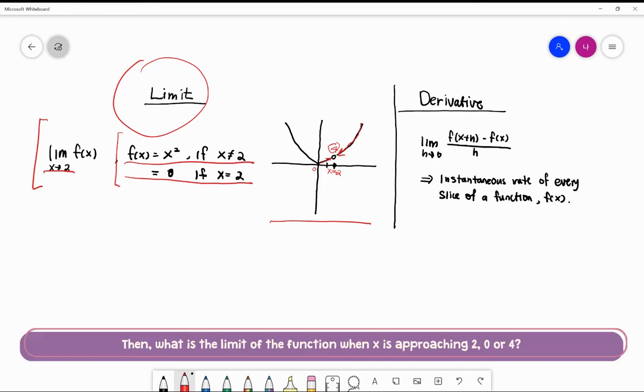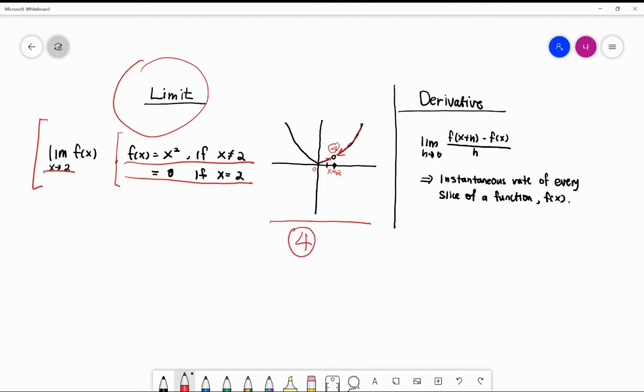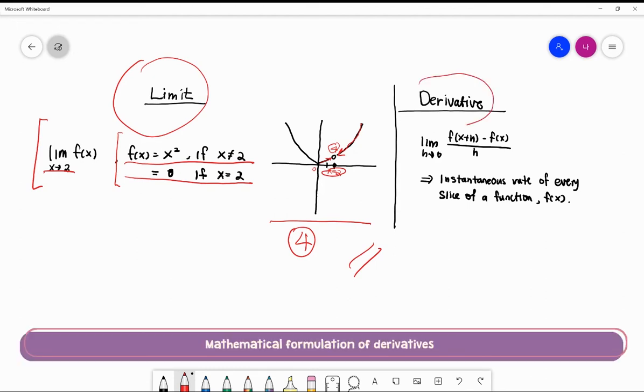As I mentioned before, the limit entails where f of x is approaching at a particular value of x. Therefore, the limit of f of x is indeed 4. This example shows that the limit of a function may not entail the particular value of f of x at a particular value of x. Rather, it has to do with the value at which f of x is approaching as x approaches a particular value.